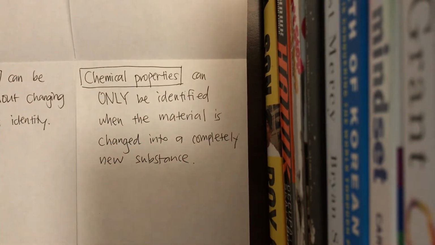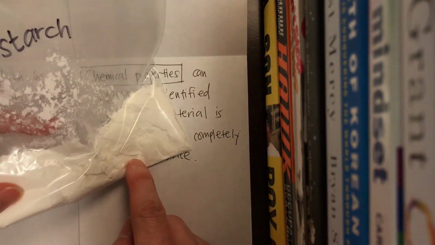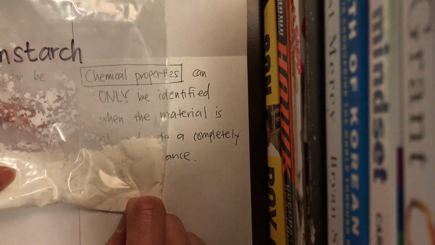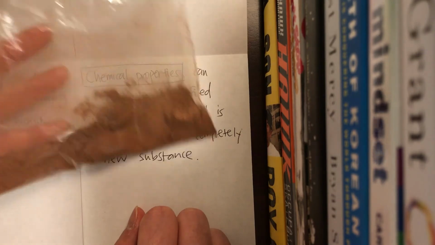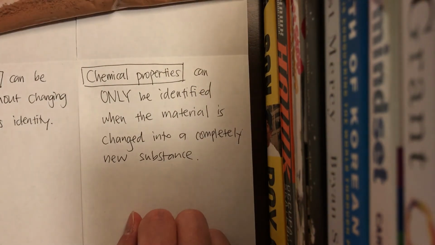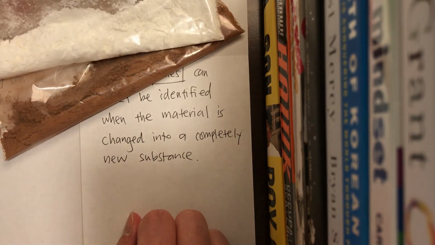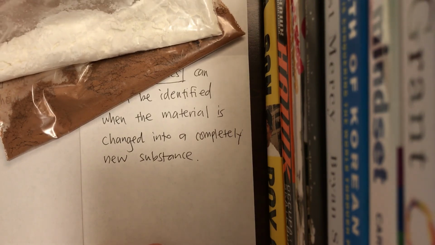Okay, so for example, some of you may remember that flammability is a chemical property, the ability to burn. So if I were to test, with the same two substances, cornstarch, I wanted to burn this to see how flammable is cornstarch versus how flammable is cocoa powder. Once I test that chemical property of flammability for these two materials, they will no longer be cornstarch nor cocoa powder. They're going to be something completely different, mostly ash.